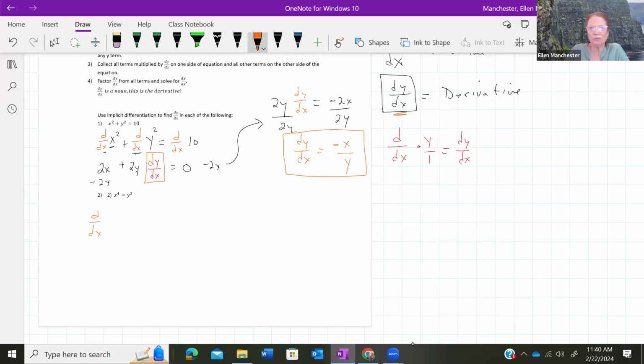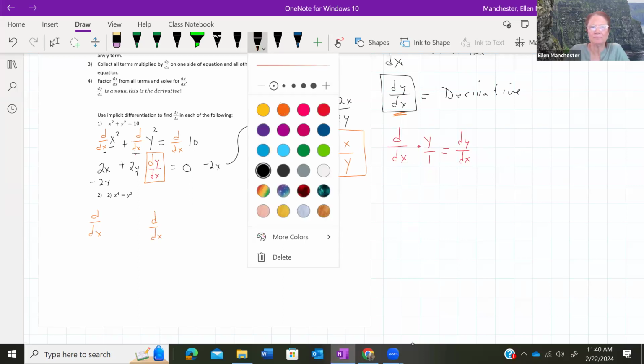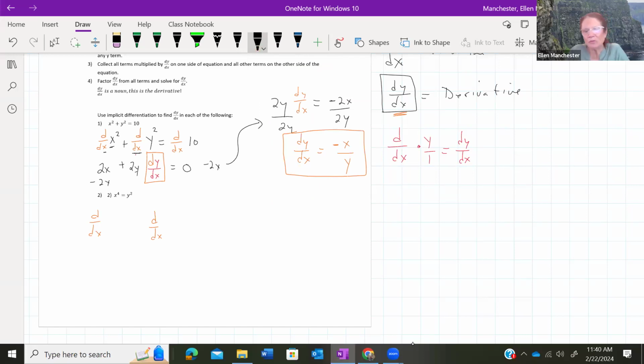So I have two terms, so I'm going to write it 2 times. And I'm doing it this way just so I don't have to keep changing my pencil or the pencil color. So I have x to the 4th and y squared. Okay. So I'm finding the derivative of x to the 4th in terms of x. So my x's are the same. I'm good to go. I just use the power rule.